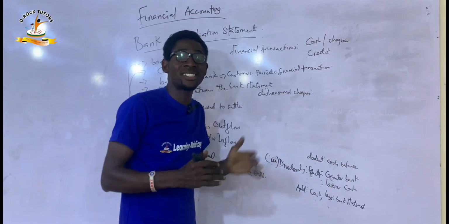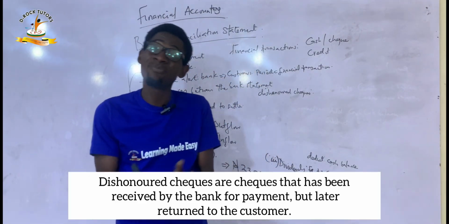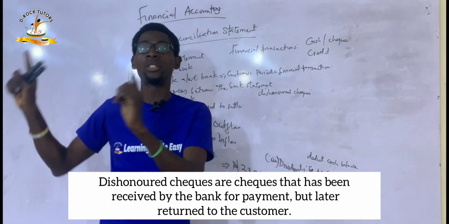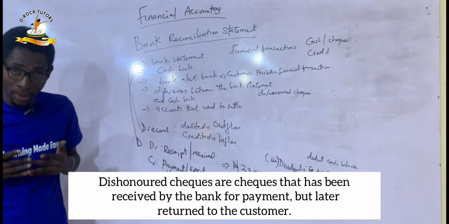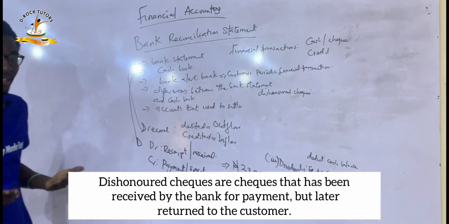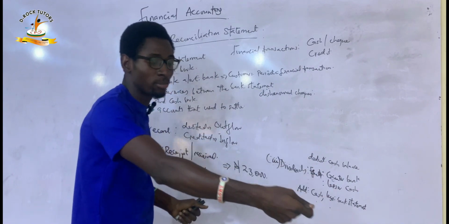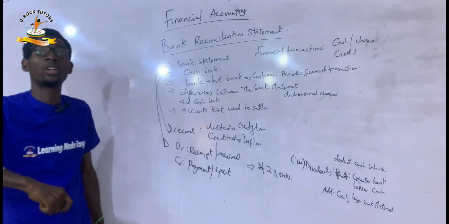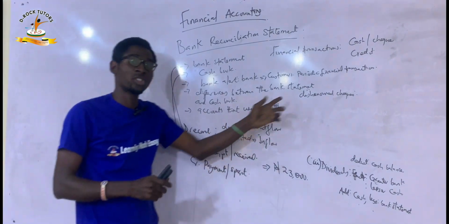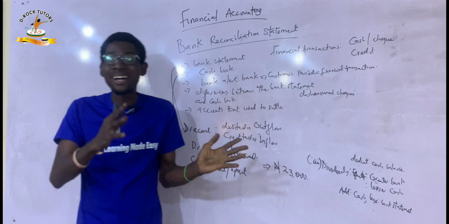Now, dishonored checks are checks that have been received by the bank, but later returned back to the customer. It has been received by the bank for payment. If you go to the counter, you've drawn your check already, you give it to the person there. The person has already checked all those things, and the person is now returning it back to you. That is called a dishonored check. So it has already been initially received by the bank, but later returned back.